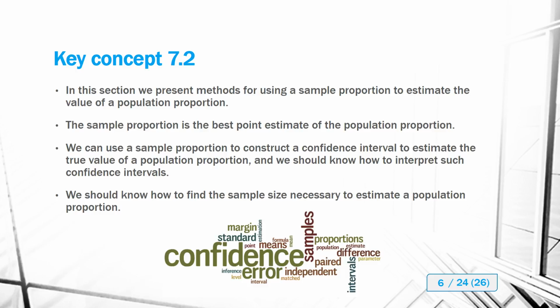Now, we can use a sample proportion to construct a confidence interval that estimates the true value of the population proportion, and it's constructing that confidence interval that provides us with our estimated value for the population proportion. So it's important that we know how to interpret confidence intervals. We also need to know something about how to find the necessary sample size in order to give us that confidence interval at a given level of confidence.